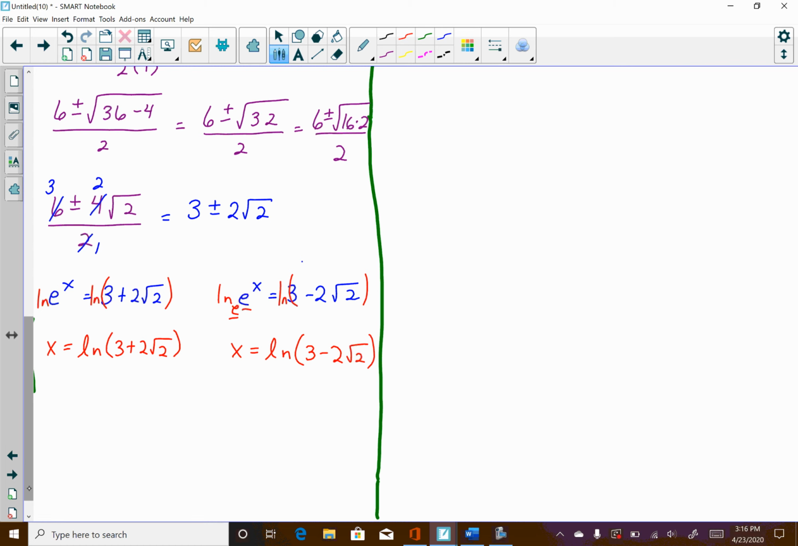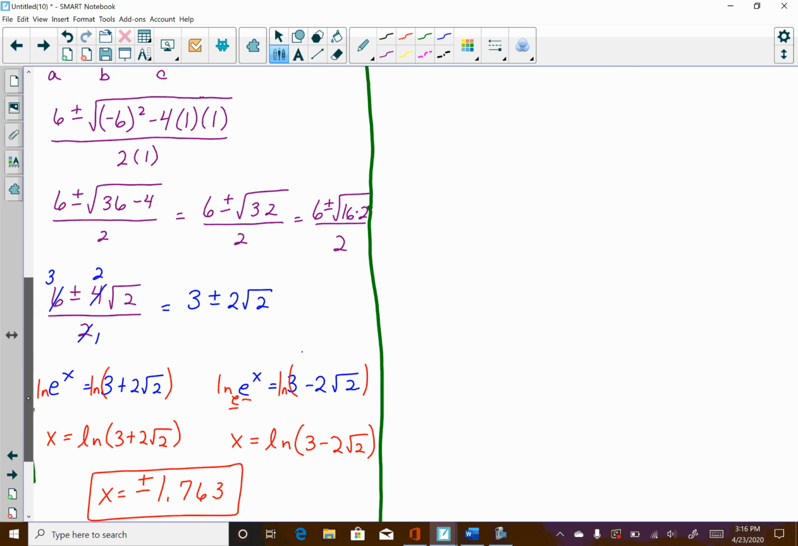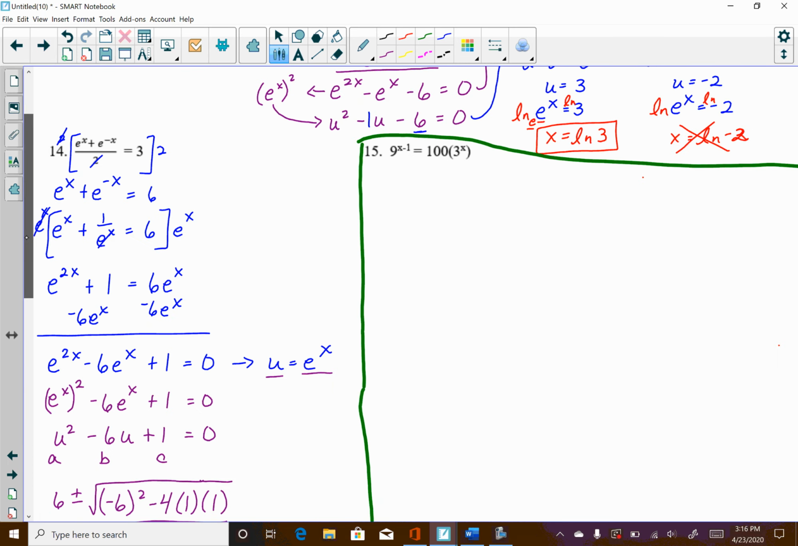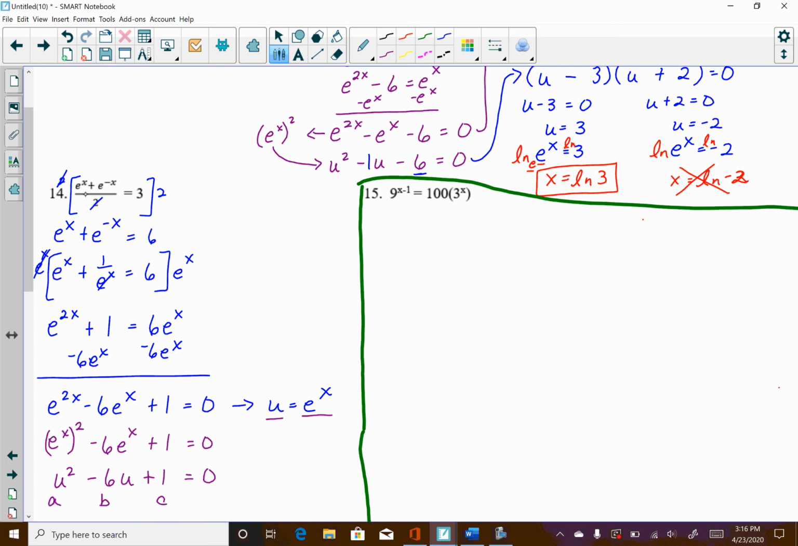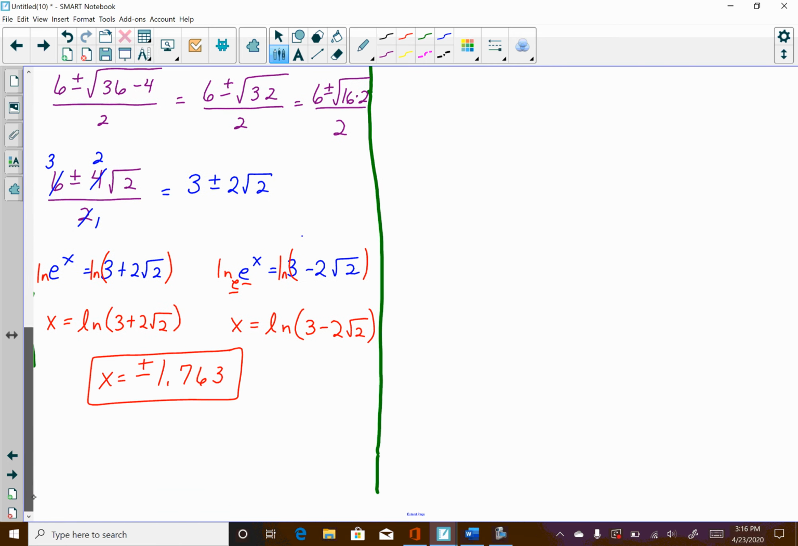Yeah, one of them gives you positive 1.763 and the other one gives you negative 1.763. So your two values here, I'm just going to write it like this, plus or minus 1.763. I don't need to worry about checking my solutions here. I mean, you can make sure you got it right, but I don't have a logarithm to worry about, where these need to be positive or something like that. The bases or the arguments there don't need to stay positive. So those are my two values.